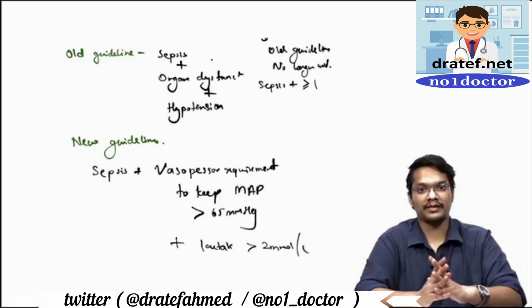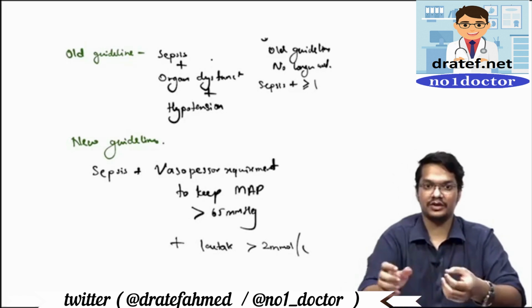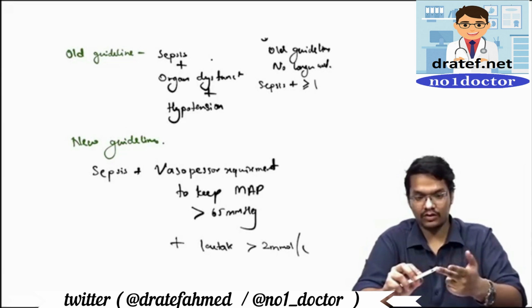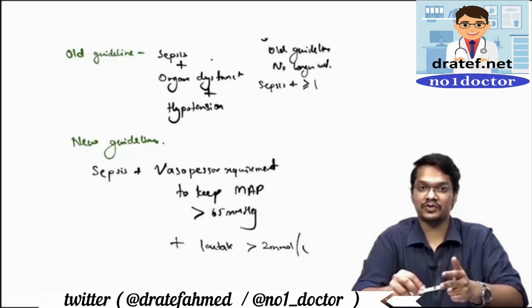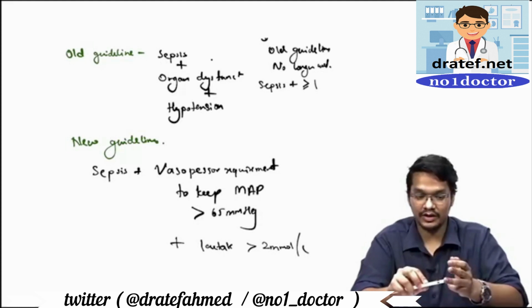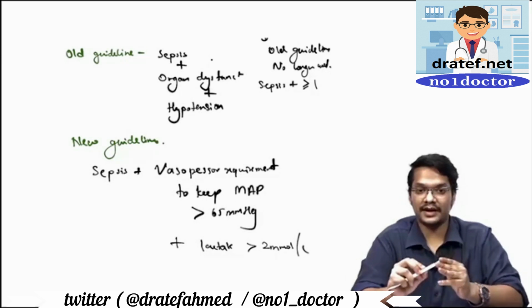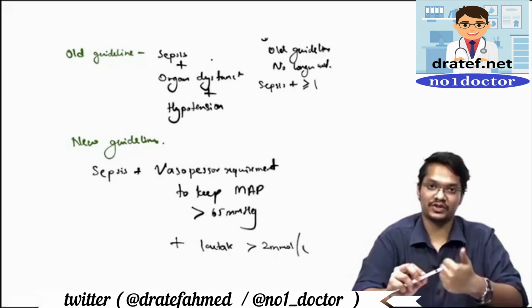Okay, so we are going towards much more objectivity now. The patient should have sepsis, the patient should have shock or hypotension requiring vasopressors to keep the mean arterial pressure more than 65, and on an ABG, the lactate of the patient should be more than 2. If these guidelines are met, we say that the patient is going into septic shock.